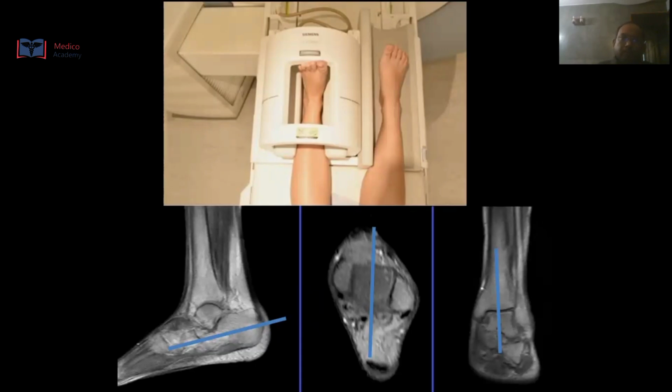This is the positioning to be done for the ankle, where the ankle joint should be kept at 90 degrees in a dedicated ankle coil. And when we are planning a sagittal, it should be in a plane parallel to the plantar fascia. In the axial plane, it should be perpendicular to the axis of the tibia and fibula, and in the coronal plane, again, it should be along the long axis of the tibia.